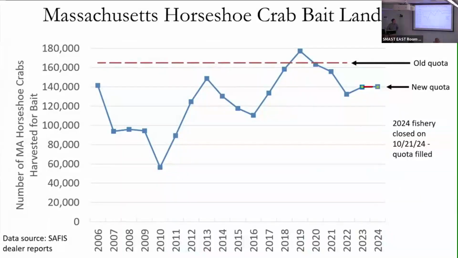So this is the landings by year. The red dashed line there is our old quota at the top. The new one, the 140, is over there in the far right. You can see we've hit that the last couple of years. There is a trend where it's been increasing less since about 2010, but it's come down a little bit recently with that new quota. The 2024 fishery was filled in October. So the quota was filled and stopped right there.